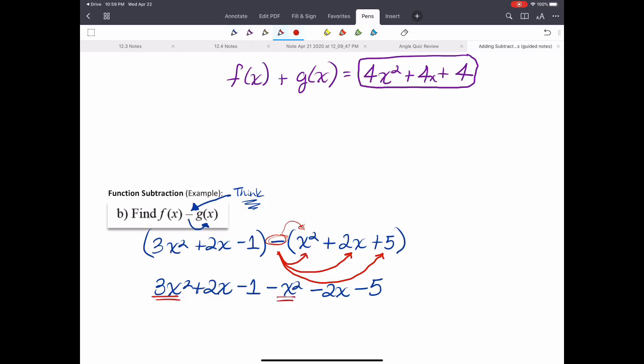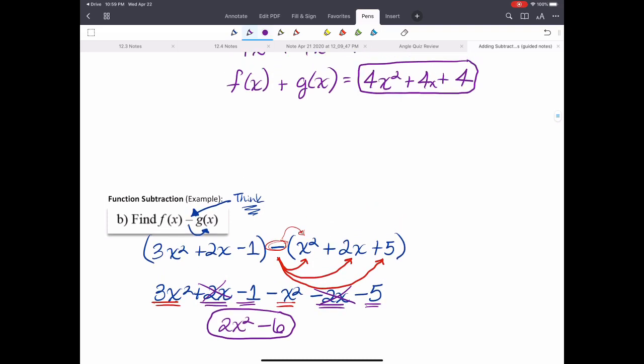Now we're going to put like terms together as much as possible, and this result should come out differently. The x squared terms are going to make 2x squared. 2x minus 2x, well, those are additive inverses of each other, so they cancel each other out. They're gone. And then the constants make minus 6. And that's it. That's all you can do.